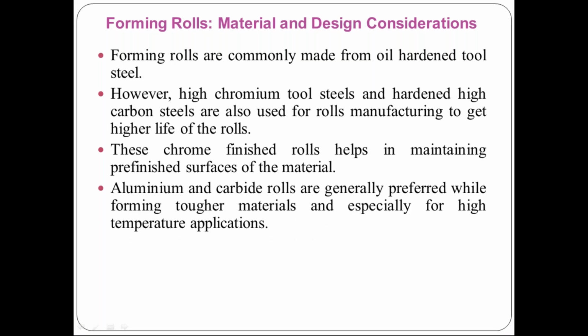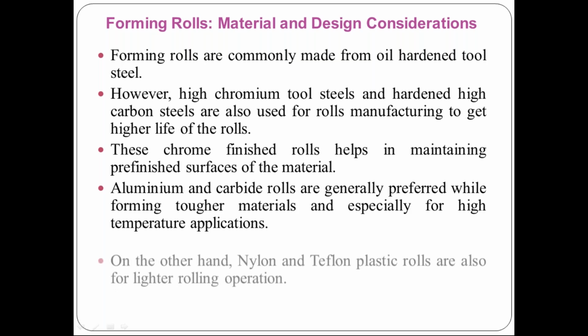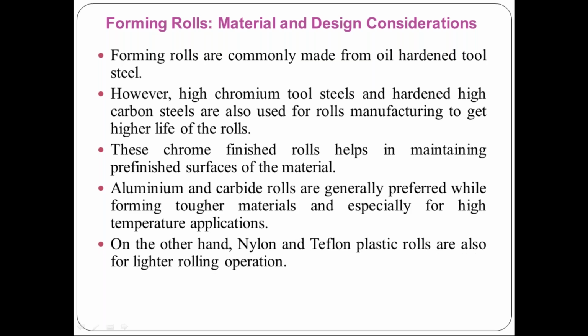Aluminium and carbide rolls are generally preferred while forming the tougher material, and especially for high temperature applications, because aluminium and carbide rolls can withstand the higher stress and higher temperature also. On the other hand, nylon and Teflon plastic rolls are also used for the lighter rolling operations.